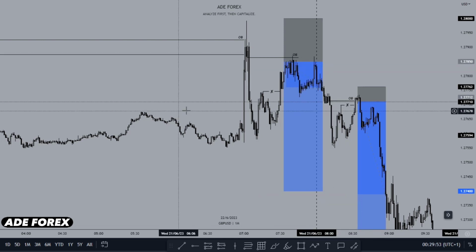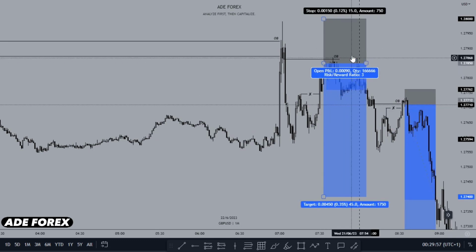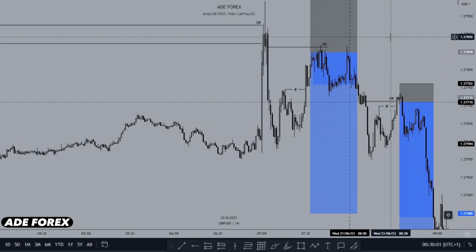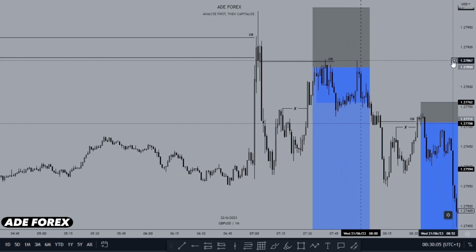And on a normal day, I was not even supposed to take this trade, to be honest, because it was a 15 pips stop loss. I was not even supposed to take it because I'm an intraday trader, right? But I just had to take it, due to the news.